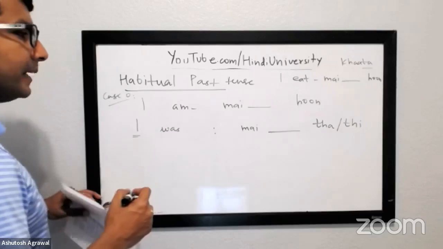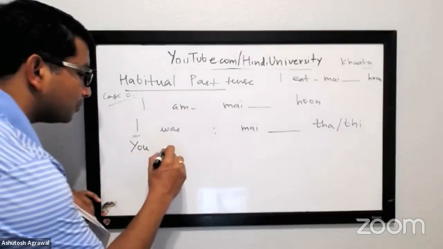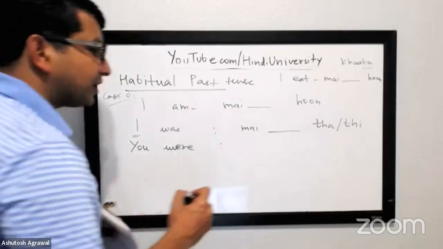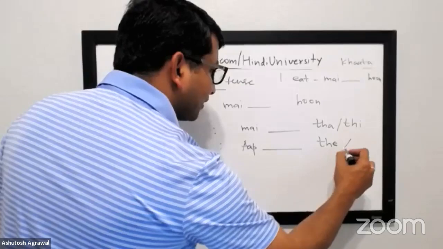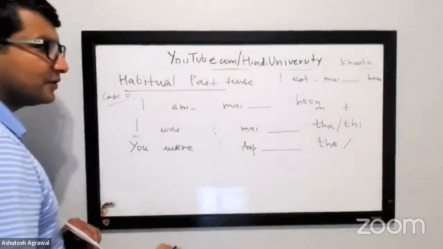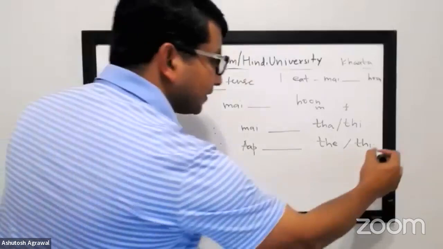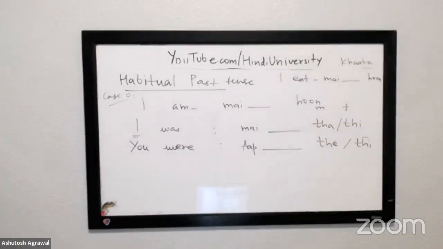Similarly, if the pronoun is you, and you want to say you were, that would be Jackie ji. What would you say? You is aap. Aap the. Very good. Aap the for a masculine. So I'm going to write masculine here and feminine here. Or aap thi. Very good. T with a nasalized sound. Aap, slight nasalized sound. Aap thi. Okay, so no verbs so far, just the base patterns.